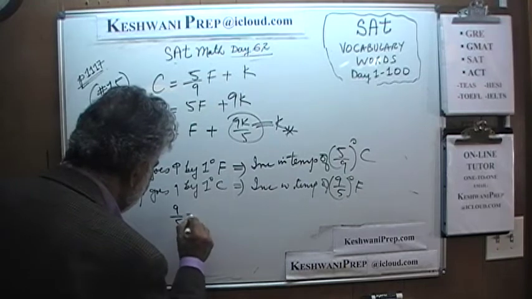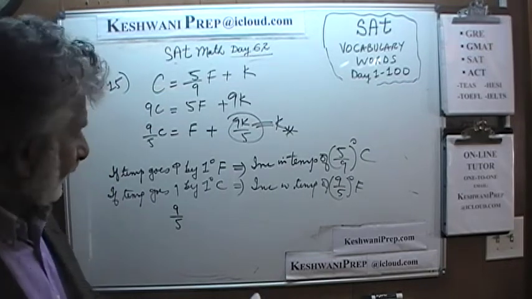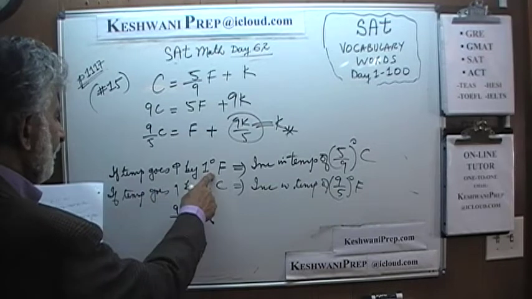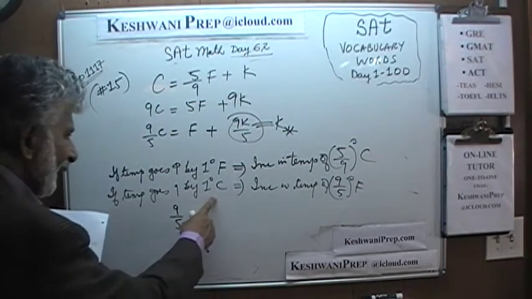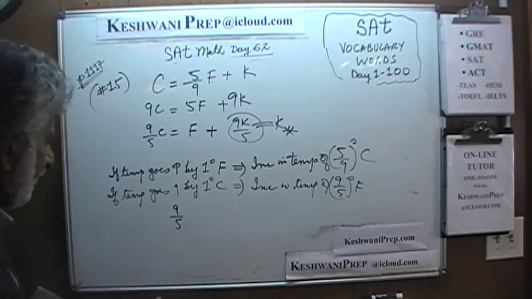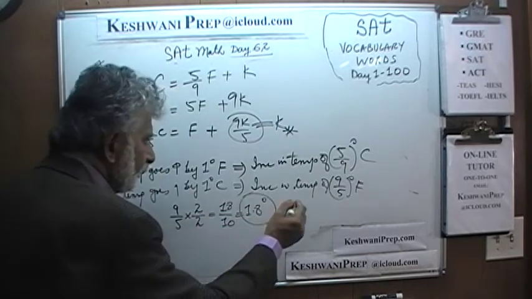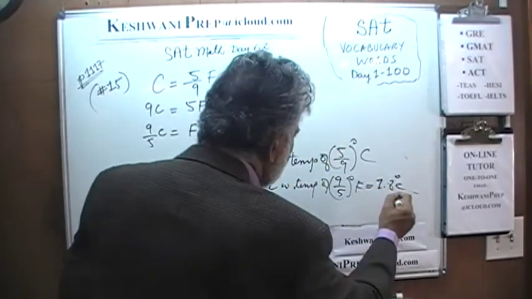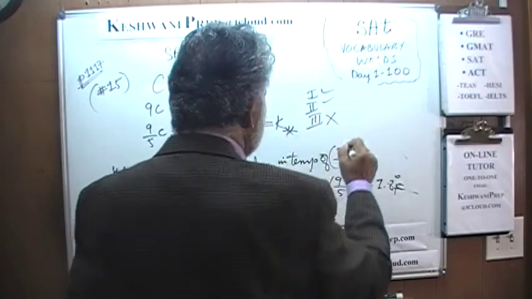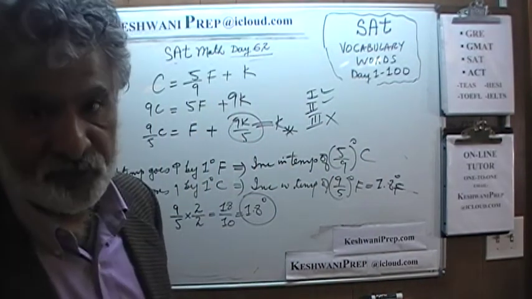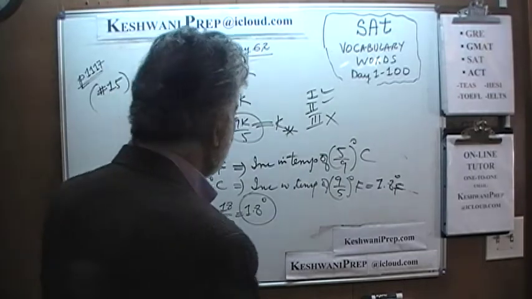I'm going to show you that 9/5 is exactly 1.8. What the second statement says is that if the temperature goes up by 1 degree Fahrenheit, the temperature rises by 5/9. If the temperature goes up by 1 degree centigrade, it goes up by 9/5 Fahrenheit. If you multiply top and bottom by 2, it just becomes 18 over 10, which is just 1.8 degree Fahrenheit. So statement 1 is true, statement 2 is true, and statement 3 is nonsensical. It makes no sense because the slope is not changed. Slope is kept the same. So the answer is only statement 1 and 2 are true, and that is answer choice D.